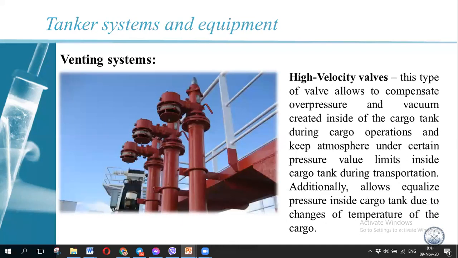Please go ahead. Okay, here is the ventilation, high velocity. I have another 10 minutes, we will speak about that. That is the PV valve, pressure vacuum valve. It will release the extra pressure. But if it works, that is also a problem for you. So you must arrange your cargo operation without this PV valve working.